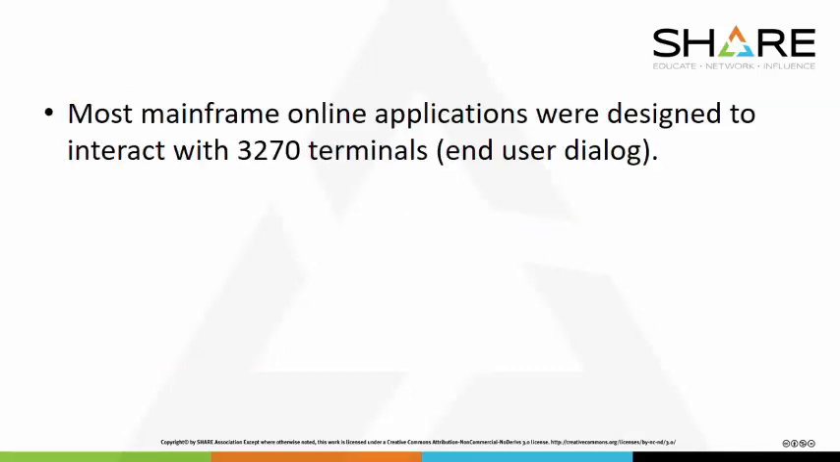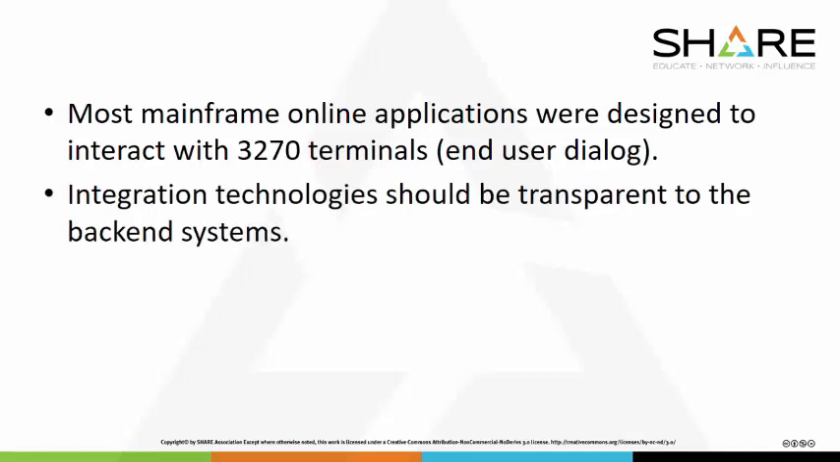Most mainframe applications were designed to interact with 3270 terminals. They were designed to run from a screen with an end user making the choice of go to screen 1, then to screen 2, and on screen 2 I select option 5 and keep going. So how do you capture that in an API?